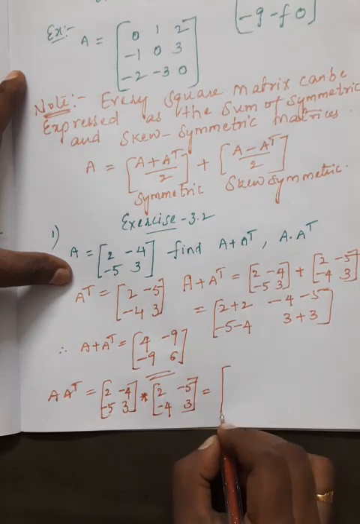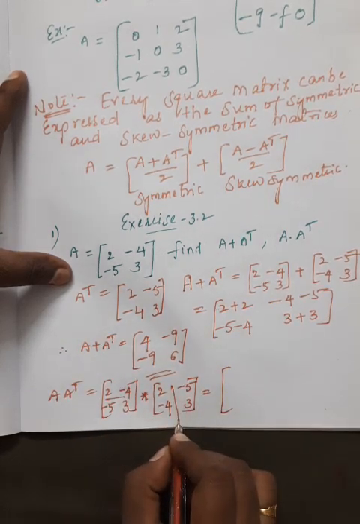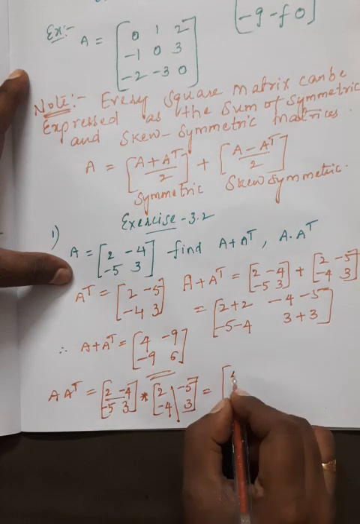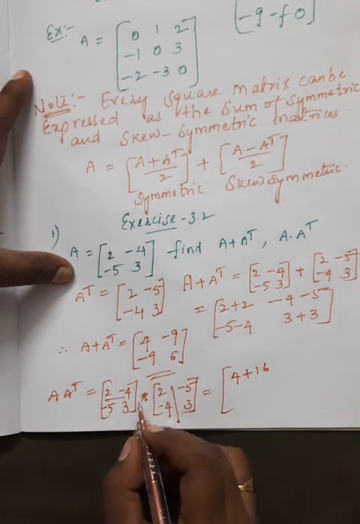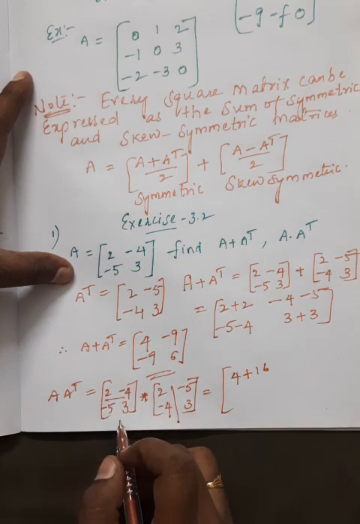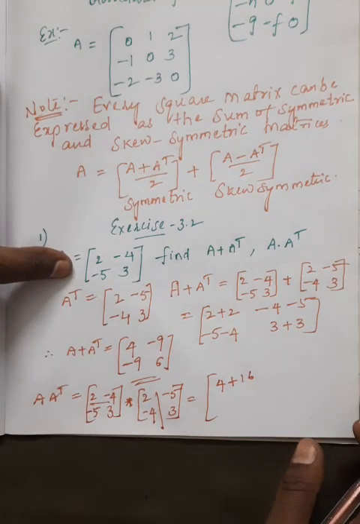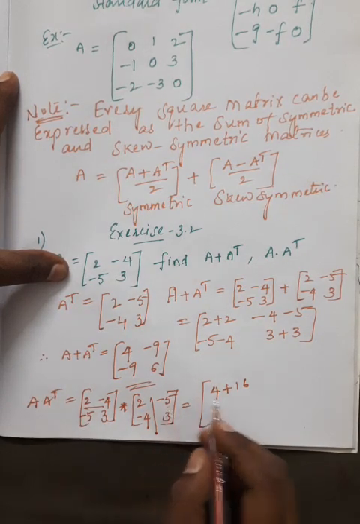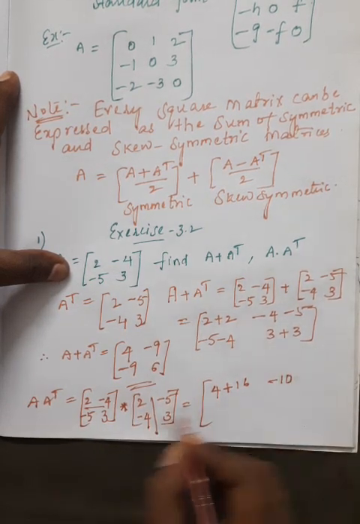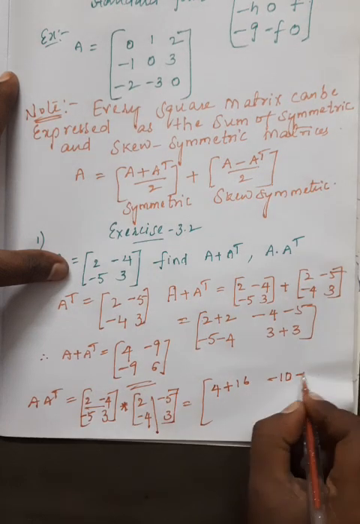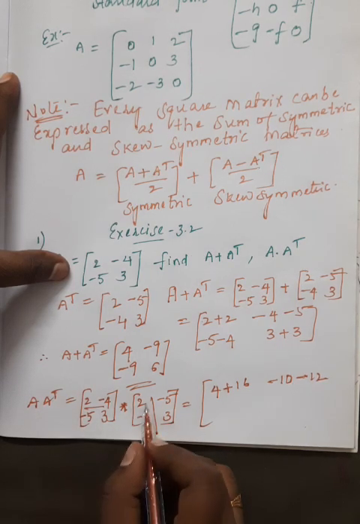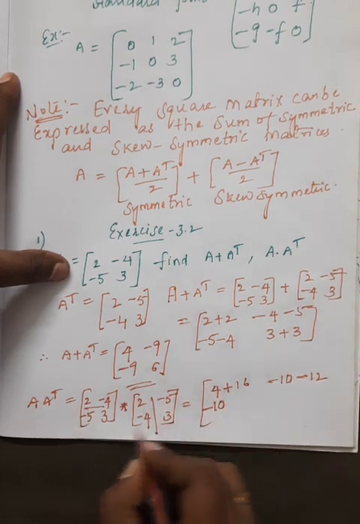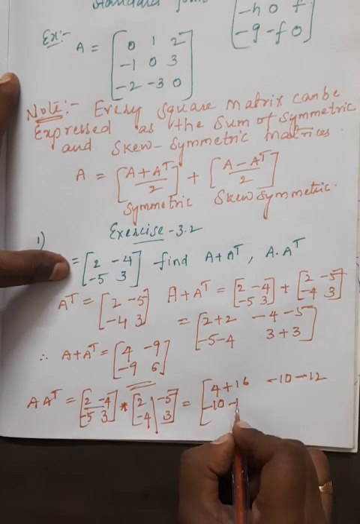So here first row is multiplied with first column. So 2 into 2 is 4, minus 4 into minus 4 is 16. Similarly first row is again multiplied with the second column. So you will be getting 2 into minus 5 is minus 10, minus 4 into 3 is minus 12. And now we have to multiply second row with first column. So minus 5 into 2 is minus 10, 3 into minus 4 is minus 12.